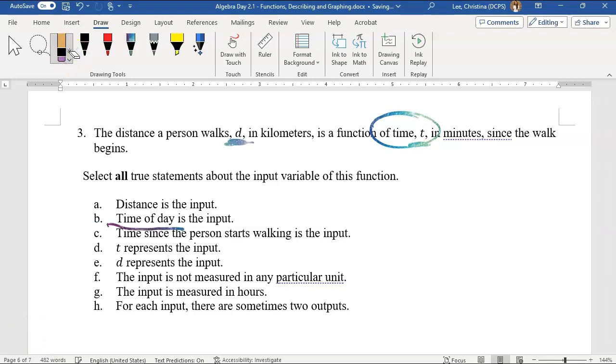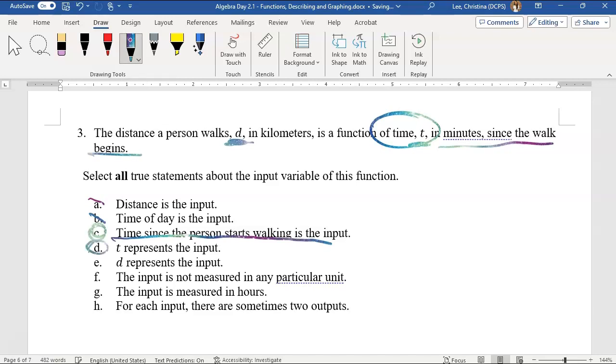All right, so they're trying to trick you a little bit here, because the question isn't about the time of day. It's about the time in minutes since the walk began. So they start at a specific time and then we're counting how many minutes are passing and how far we're going as a result of that. So time of day is not the input. Distance is also not the input. Time since the person starts walking is the input. So that's going to be our input.